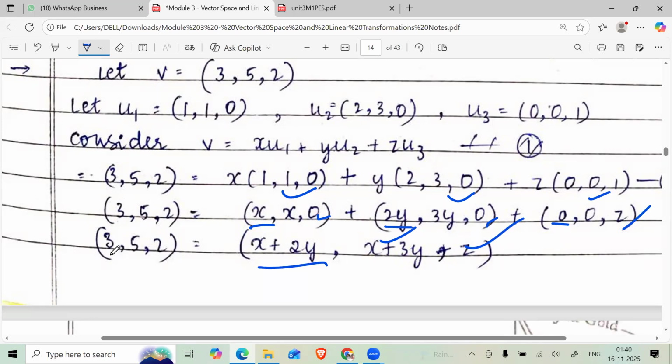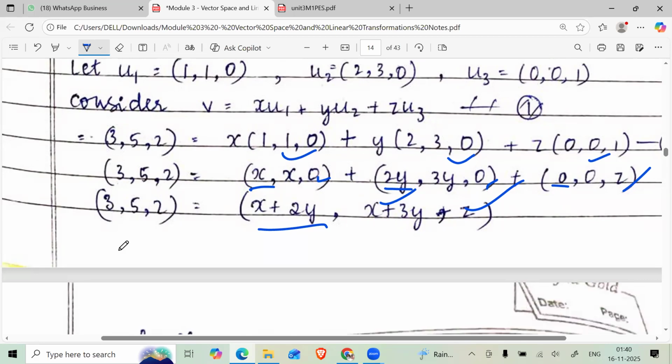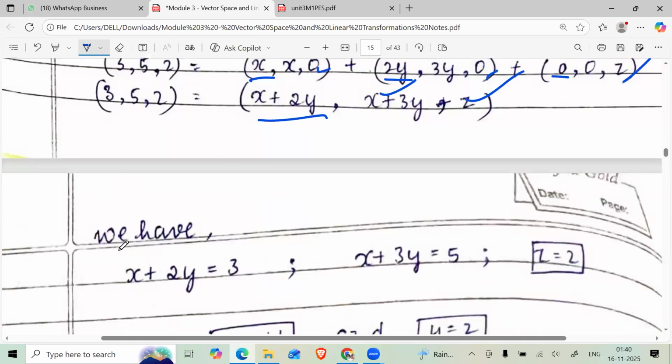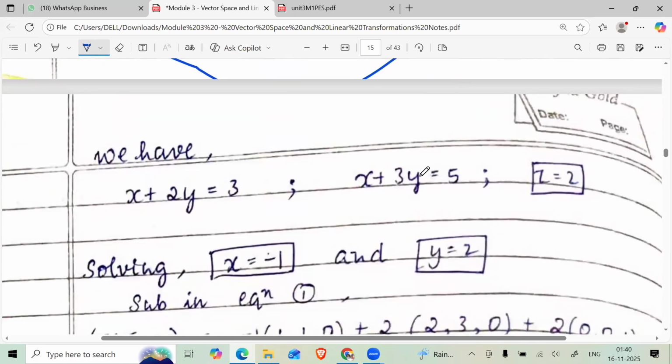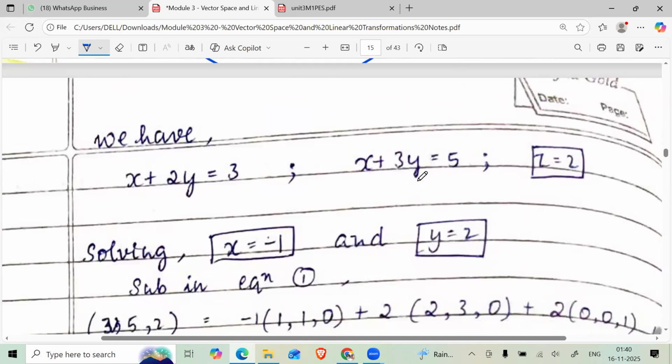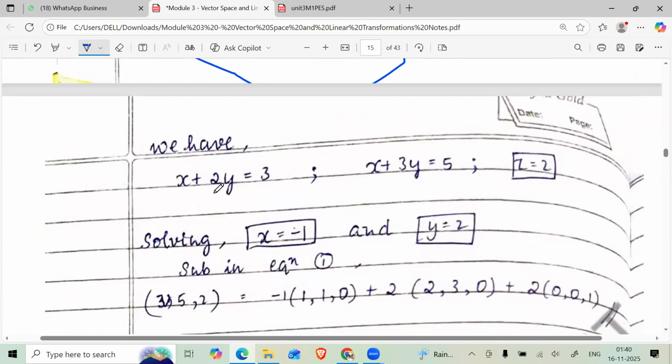So x plus 2y is equal to what? 3. Correct? x plus 2y is equal to 3. Then x plus 3y is equal to what? 5. Then z is equal to 2. Then I think you know how to solve this in the calculator. Do you know how to solve these two equations in the calculator? z already I got it.